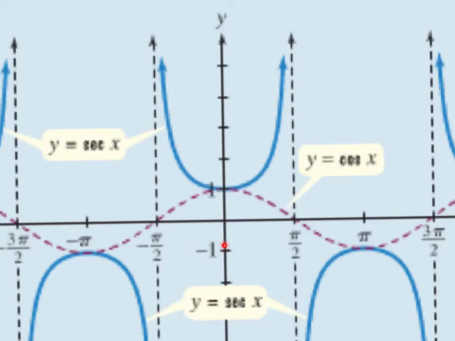So when I graph this, what I'm going to do is graph the graph of cosine, and then wherever cosine touches the x-axis, you're going to have the vertical asymptotes, and wherever cosine has these maximum and minimum values, you're going to have these parabolas. So let's take a look at an example.